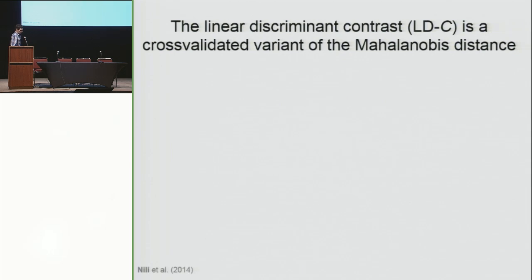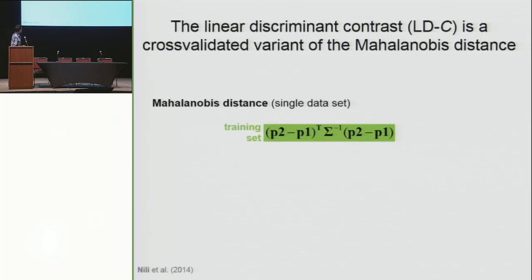So if you're familiar with the Mahalanobis distance, this is a slide for you. The definition of the Mahalanobis distance is this: pattern 2 minus pattern 1 transpose times the inverse of the noise covariance matrix multiplied by the difference between the two patterns. So this is just a definition of the Mahalanobis distance.